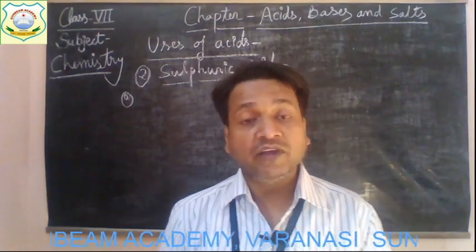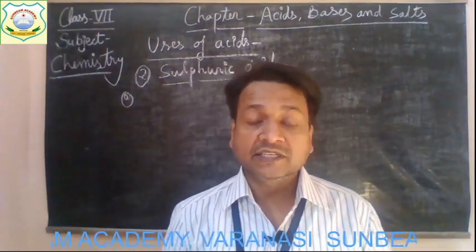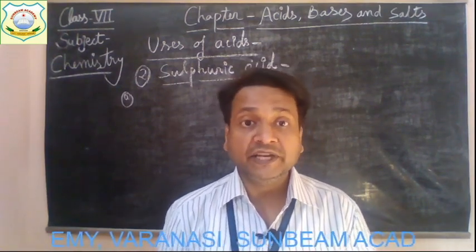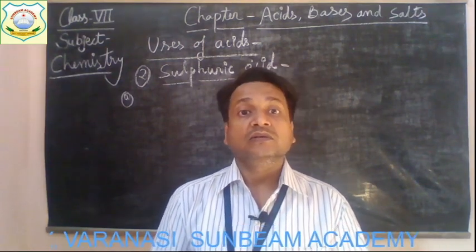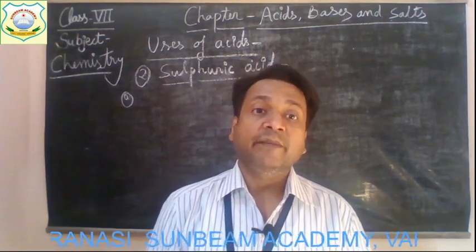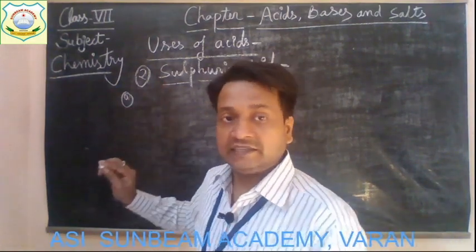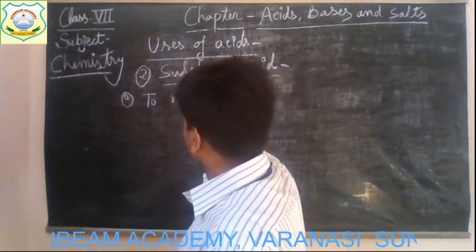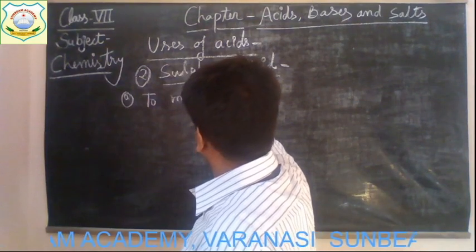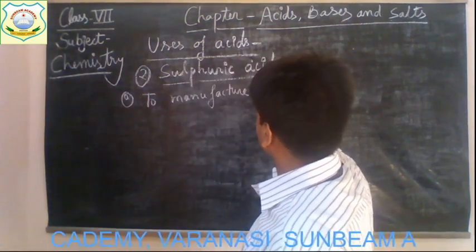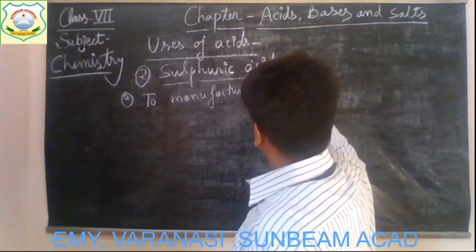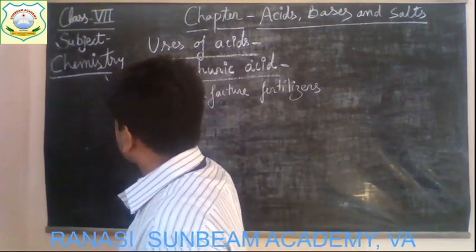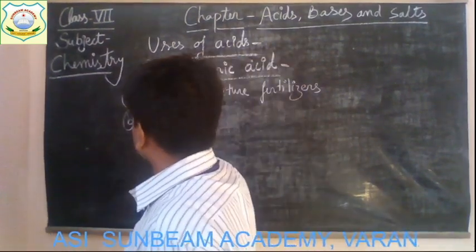As you know very well, fertilizers are the substances which we use in our fields, which provide certain nutrients to the crops. Most of the fertilizers are made by using sulfuric acid. So, the first use of sulfuric acid is to manufacture fertilizers. Now the second use is in automobile batteries.